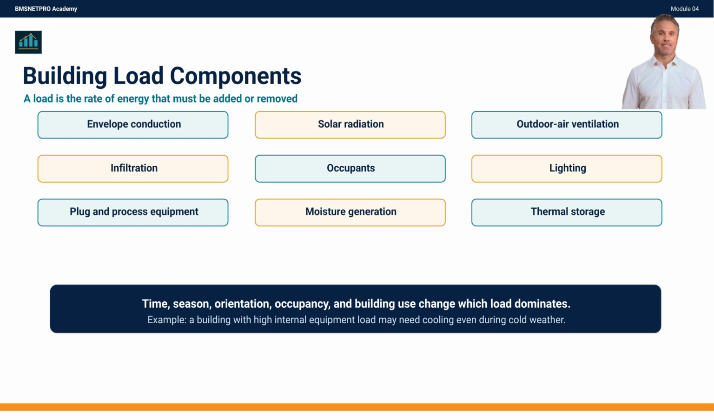This is why a BAS sequence cannot be judged only by outdoor temperature. Time of day matters. Season matters. Orientation matters. Occupancy matters. Building use matters. A data center may need cooling in winter because the equipment load is high. A perimeter office may need heat in the morning and cooling in the afternoon because solar load changes. A school may behave differently on a full occupancy day than on a holiday schedule. Good BAS decisions start by asking which load is dominant right now and whether the system is responding to the real load or only to a simple schedule.